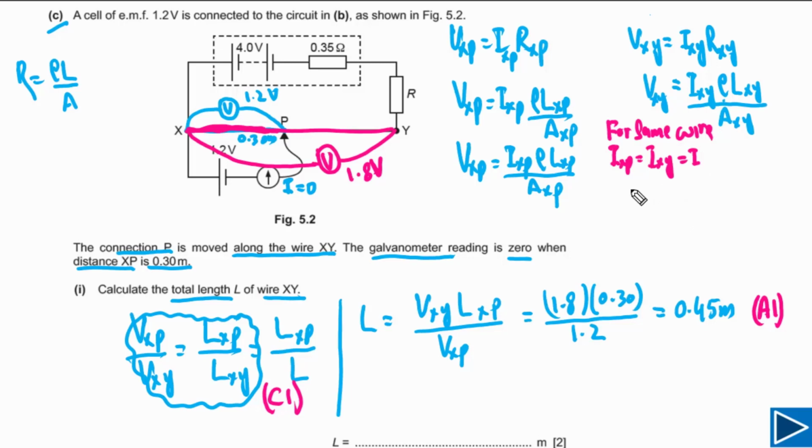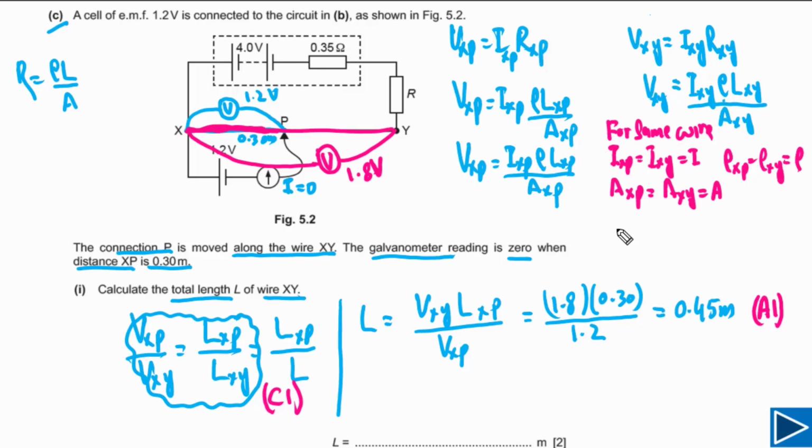Second, because it is the same wire, the cross-sectional area of the wire is uniform. So we can say Axp will be equal to Axy, or simply we can say this is equal to A. Rho is also the same because we are talking about the same wire, so rho xp is equal to rho xy, and we can simply say this is equal to rho.